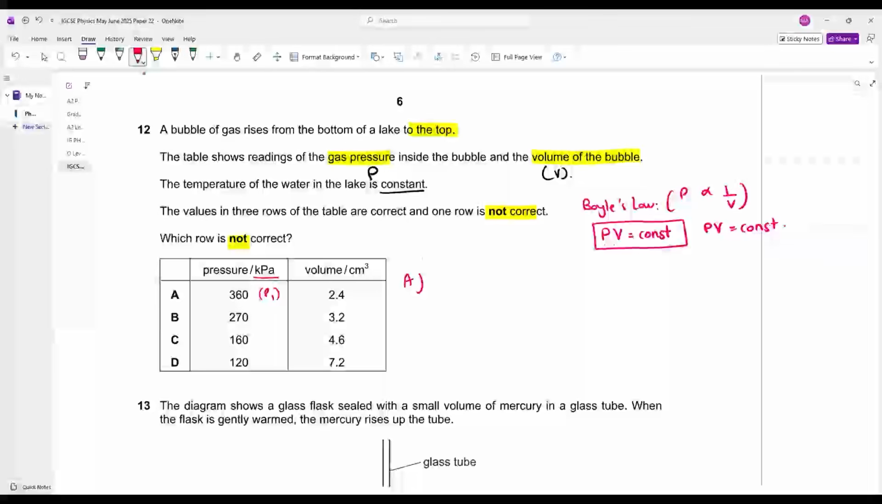Currently, I am ignoring the units. Volume is in centimeter cube. Okay, no problem. This is V1. Ignore the units for the time being. Let's multiply P1 V1. 360 into 2.4.